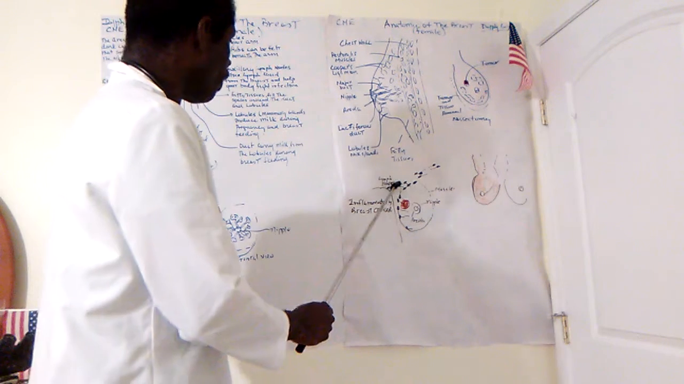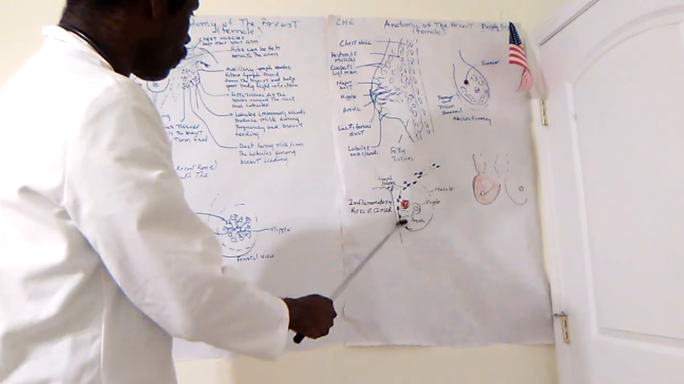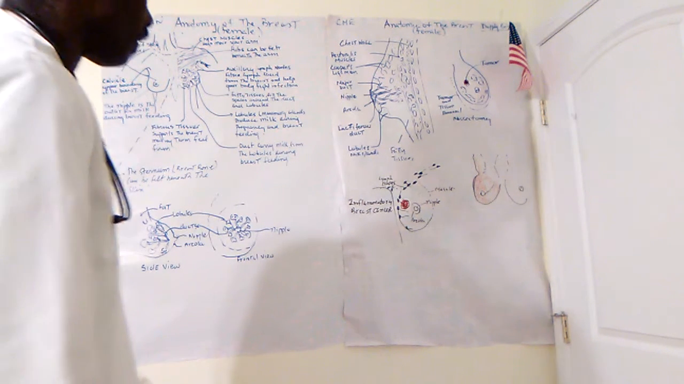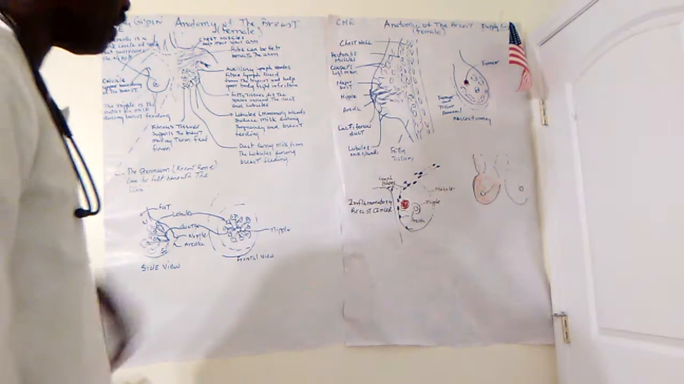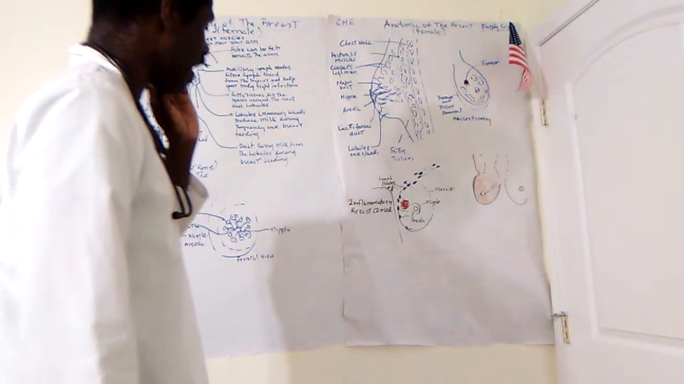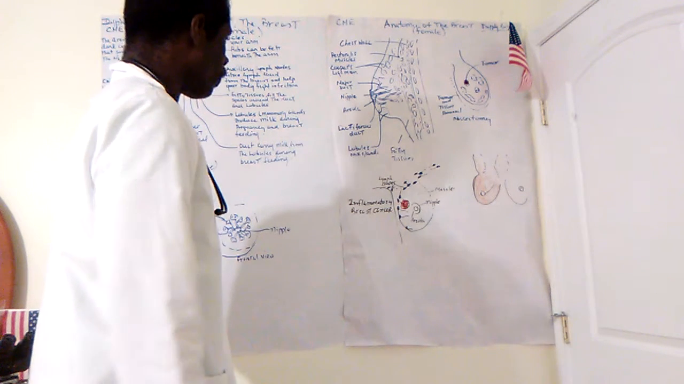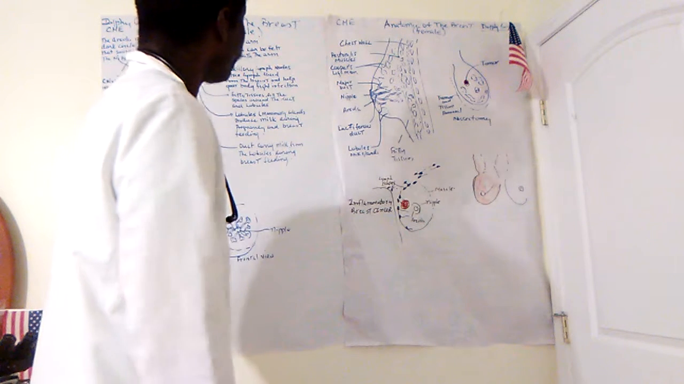Here we have also the lymph nodes. This one is highlighted lymph nodes in this breast cancer here. And we know that in metastatic carcinoma of the breast, the cancer can spread via the lymph nodes to other parts of the body.